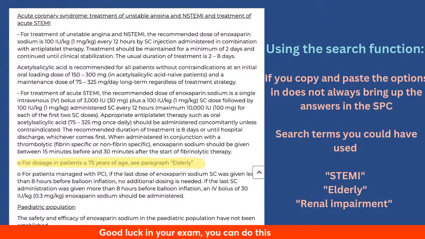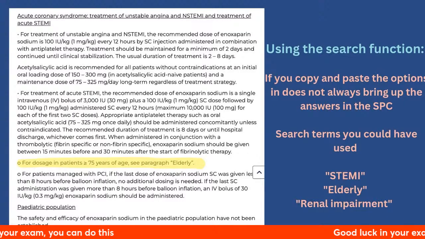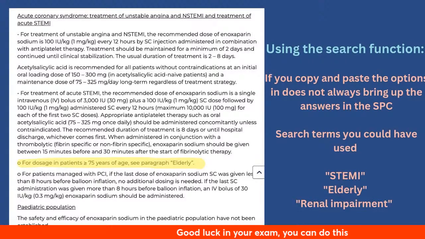Okay, so in terms of acute coronary syndrome, we've talked about NSTEMI and STEMI. We're going to go down to the therapeutic section. We're going to scroll down to clinical particulars.